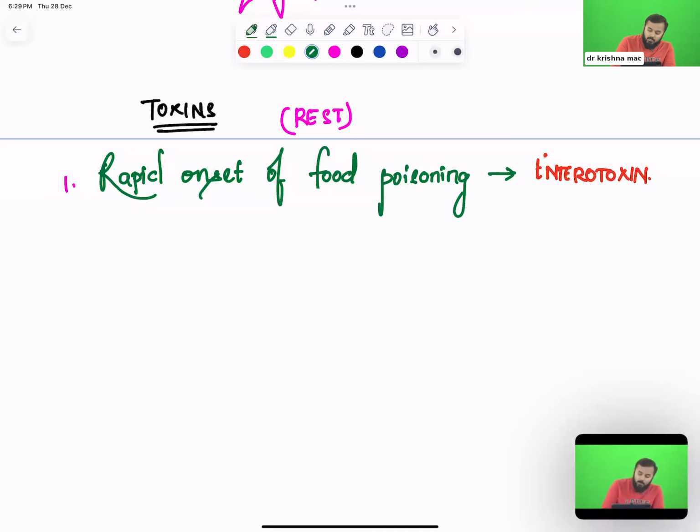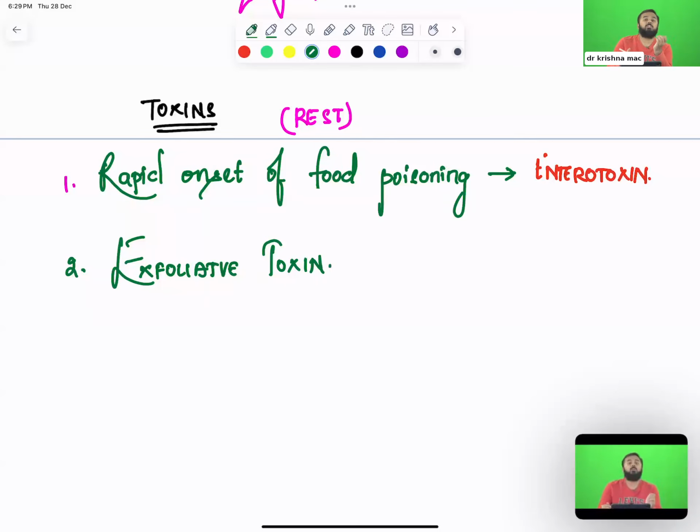Second important one, what is the mnemonic? E. E stands for exfoliative toxin. What do you mean by exfoliation? Exfoliation means layers and layers of skin. Sometimes in the winter season, you see the skin exfoliating from your hands. That is called exfoliation, right?